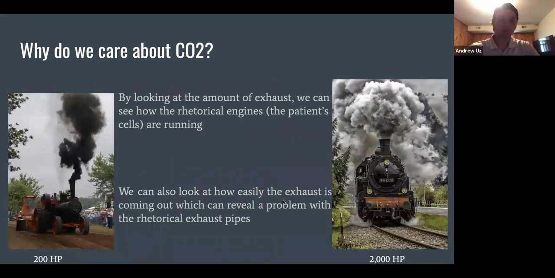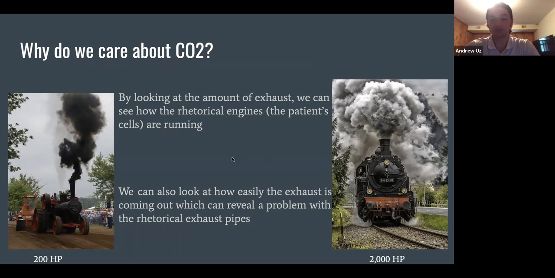Let me see here. So why do we care about CO2? Basically, like I said, it's the exhaust from the engine, so to speak. So if the cell is an engine, the CO2 is the exhaust. By looking at the exhaust, we can see how the engine's running. In these two pictures, there's a tractor that's probably putting out 200 horse, and then you have a big diesel locomotive that's putting out maybe 2,000, and you can see the difference in the smoke.